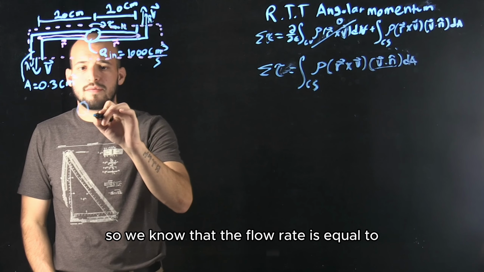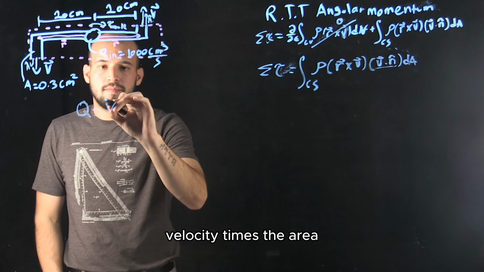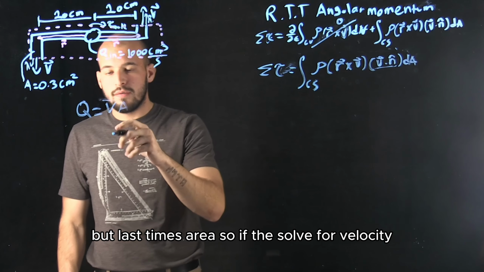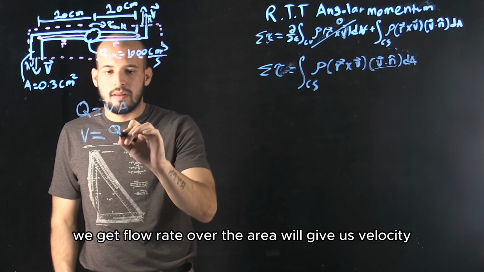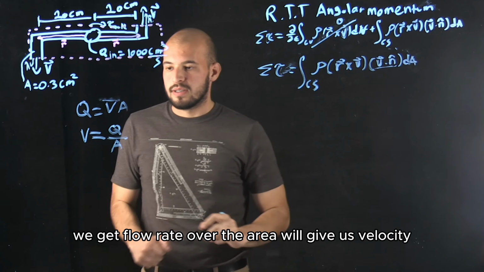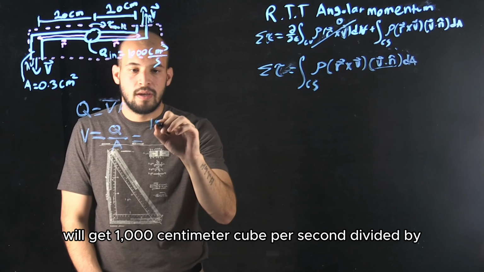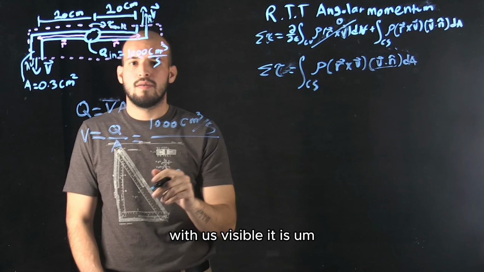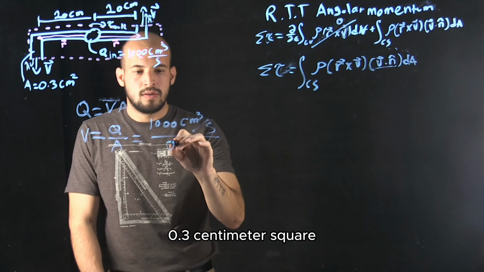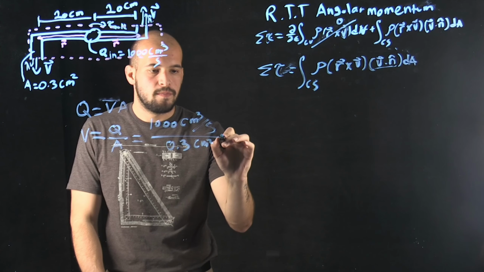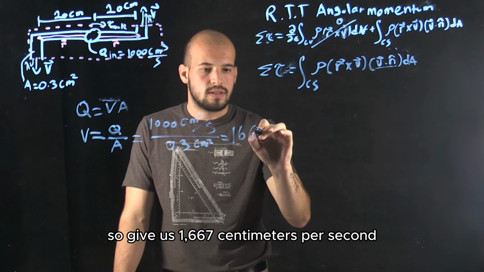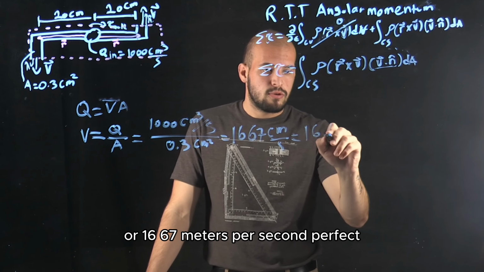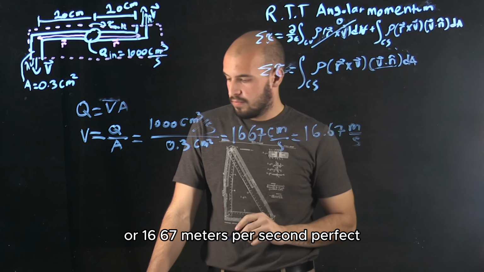We know that the flow rate is equal to velocity times the area, although in this case it won't be a vector. If we solve for velocity, we get flow rate over the area. Plugging in our values, we get 1,000 centimeters cubed per second divided by 0.3 centimeters squared. This will give us 1,667 centimeters per second, or 16.67 meters per second. Perfect.